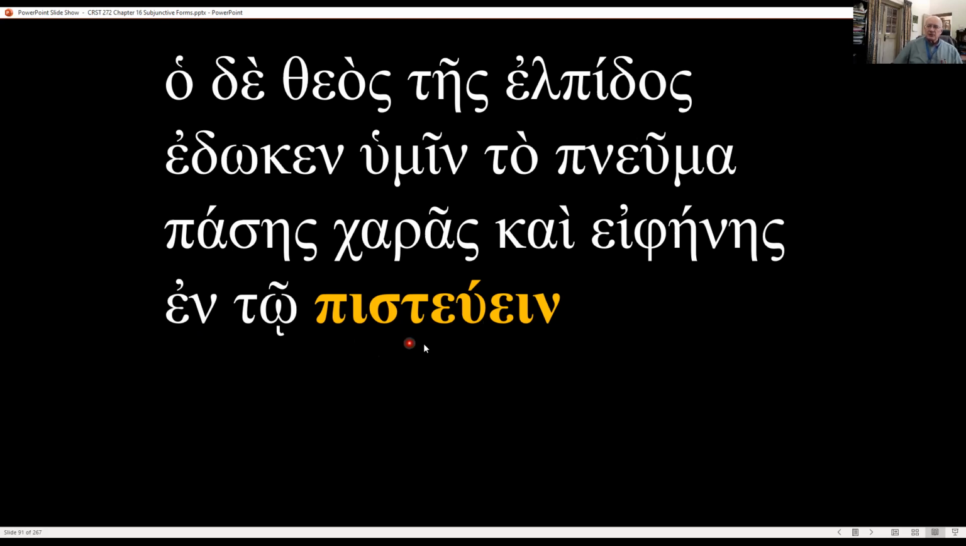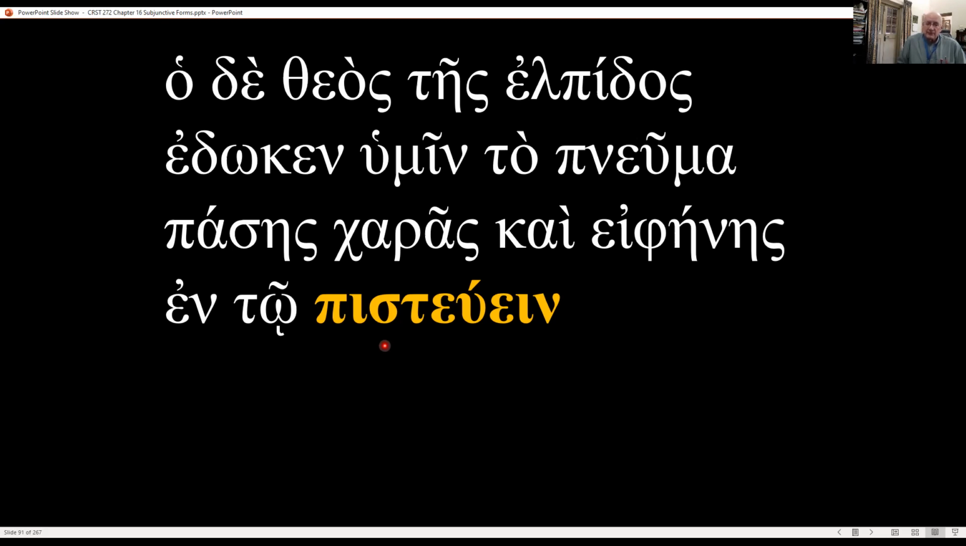And the infinitive here is used as a noun, basically. It's the object of a preposition. Could be used as a direct object. An infinitive could be used as a subject. It is in English. To believe or not to believe? That's the question. To believe. An infinitive can be used as a subject. Can be used as an object, direct object. But here in this case, it's used as the object of a preposition.